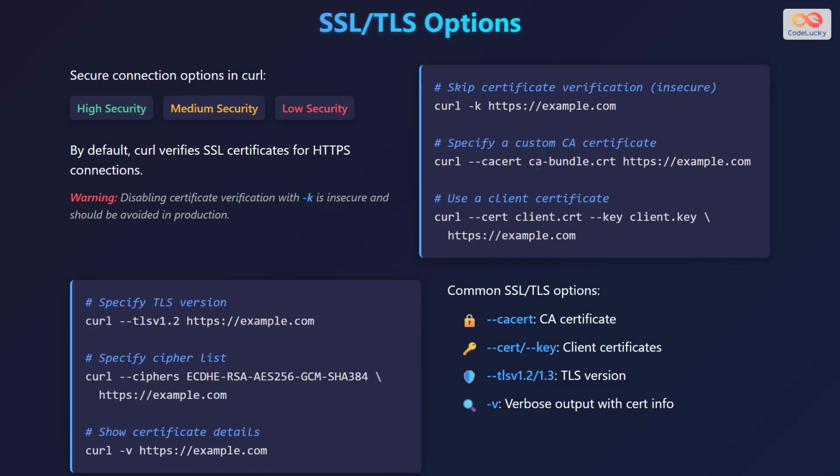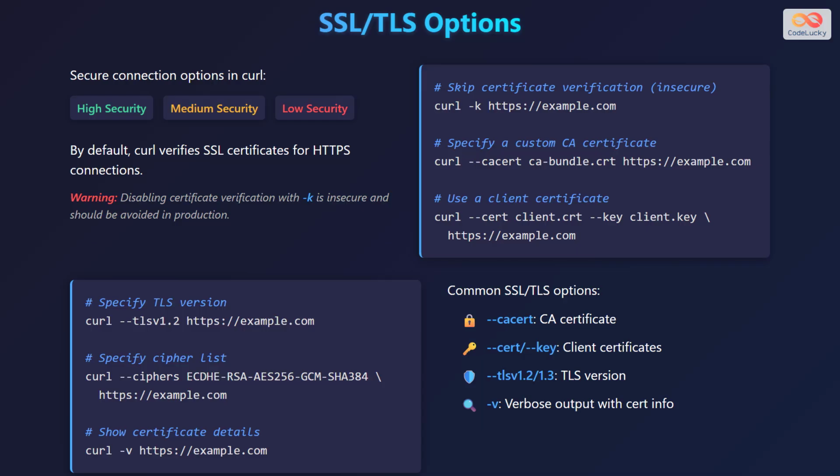curl provides secure connection options for SSL and TLS. By default, curl verifies SSL certificates for HTTPS connections. Disabling certificate verification with -k is insecure and should be avoided in production. To skip certificate verification, use curl -k followed by the HTTPS URL.